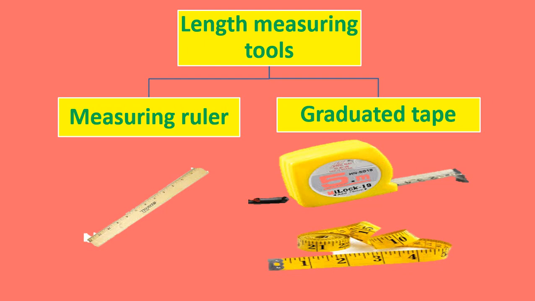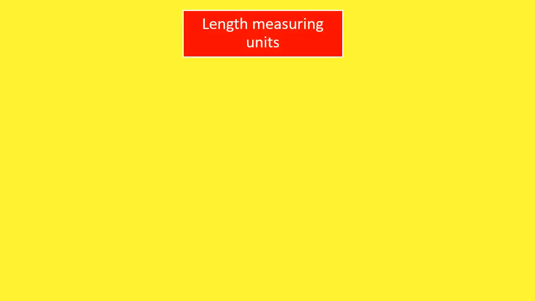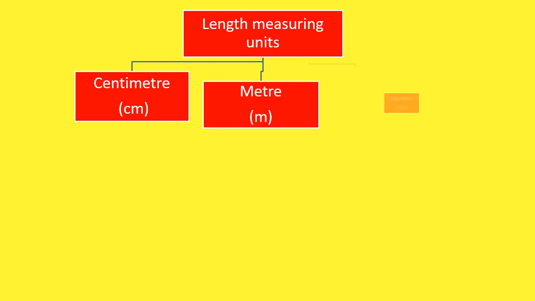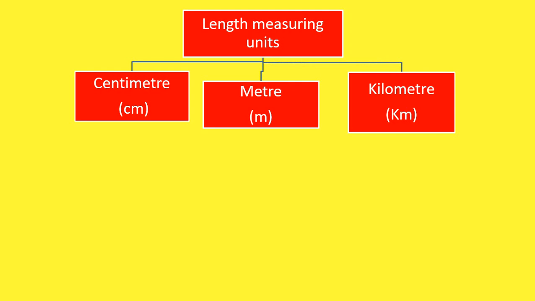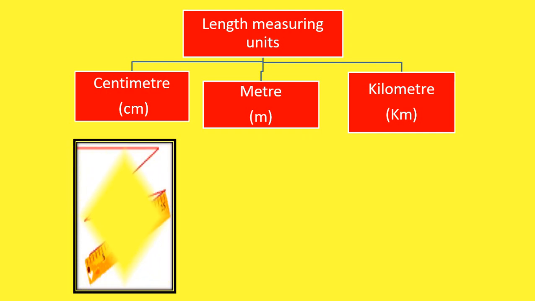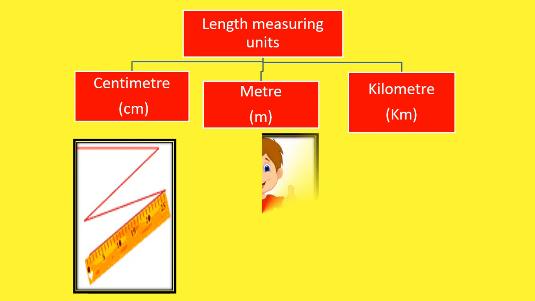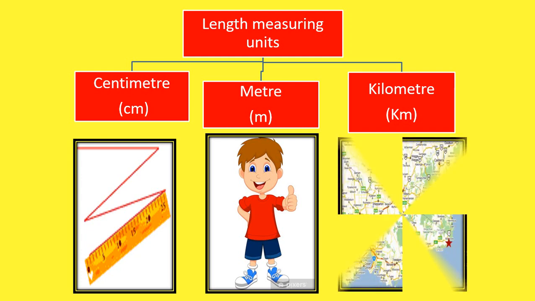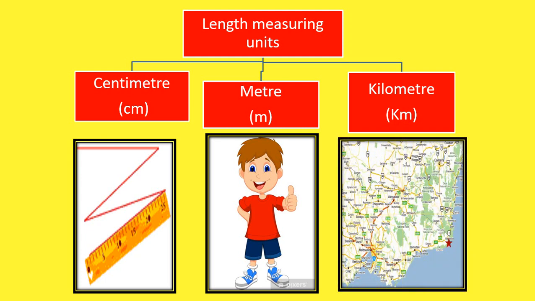What about the units? There are 3 units for length: centimeter, and its abbreviation is cm; meter, and its abbreviation is m; kilometer, and its abbreviation is km. We use centimeter for small lengths and meter for large lengths and kilometer for very large lengths.